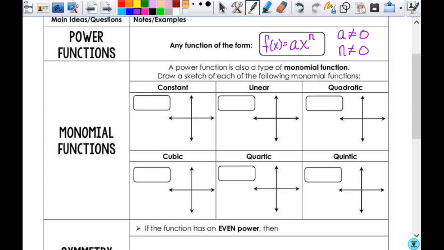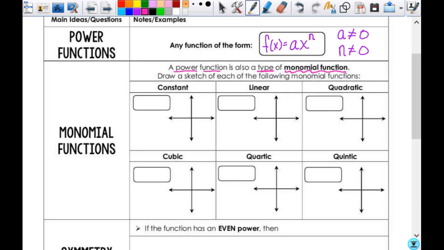Because if a equals 0, then what does f of x equal? 0. And if n equals 0, what would f of x equal? Is it 1 or is it a? It's a, because this would equal 1, which means it would equal a, right? Okay. So then it's not a power function, basically. Now, it goes on to say a power function is also a type of monomial function. Monomial meaning one term, polynomial meaning many terms, right?